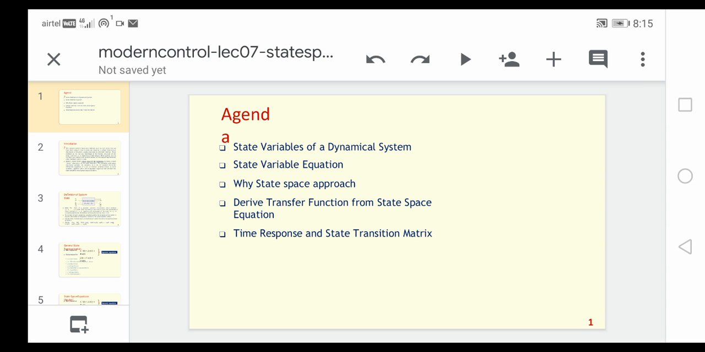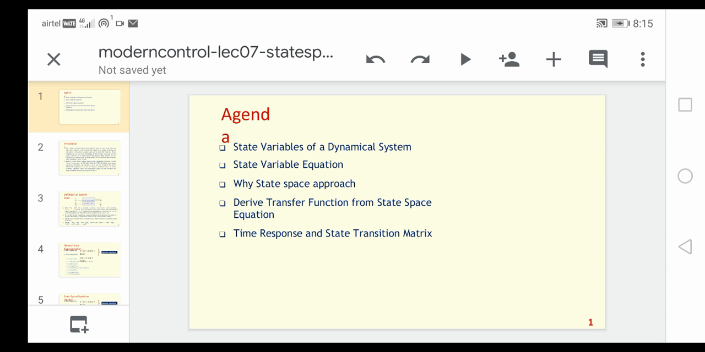Why are we going for the state space approach? The transfer function approach already exists, so why are we going for a state space approach? That also we are going to discuss. And how you convert the transfer function to a state equation, and similarly a state equation to a transfer function. And the last one is the time response and state transition matrix.